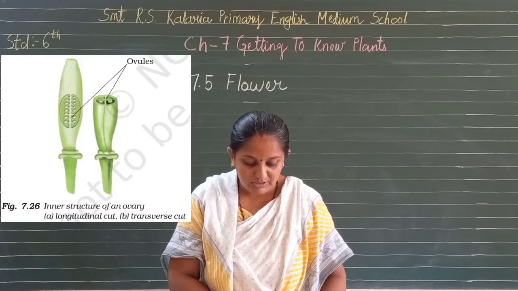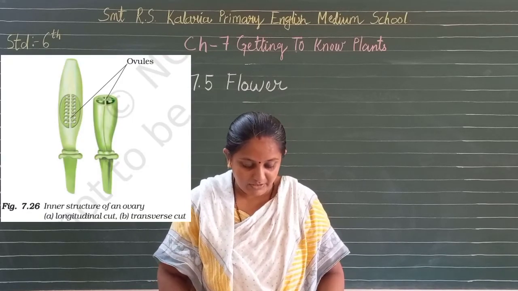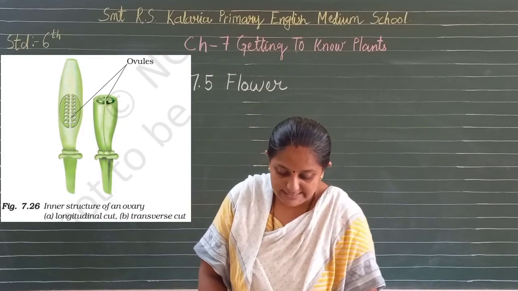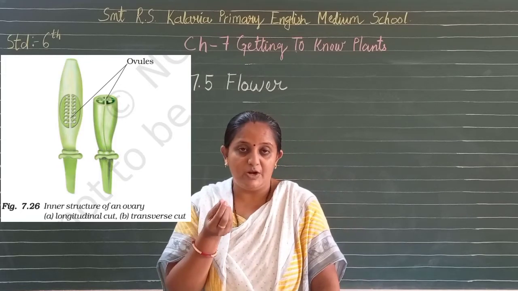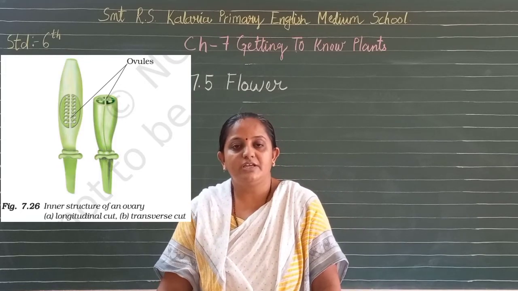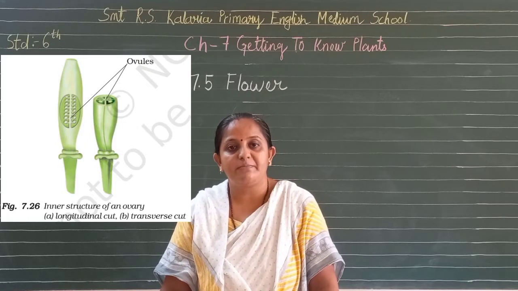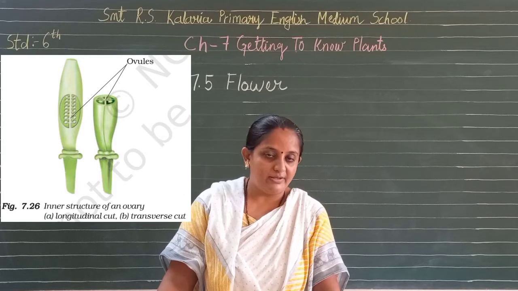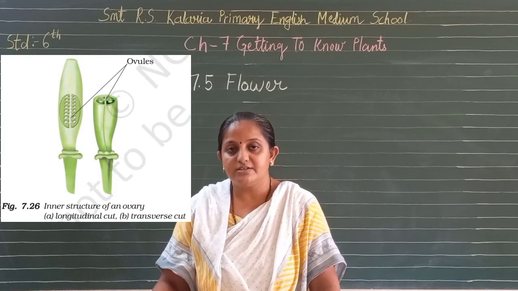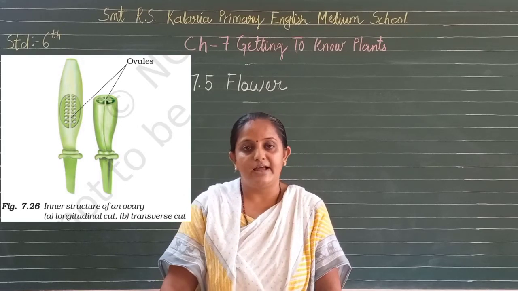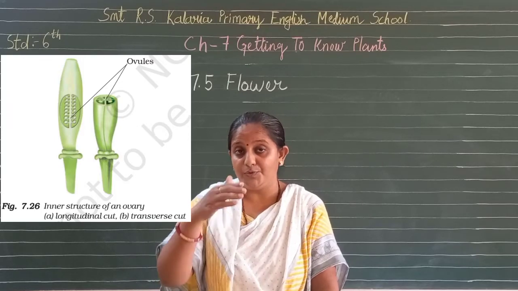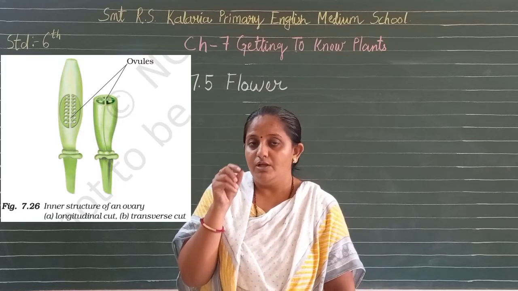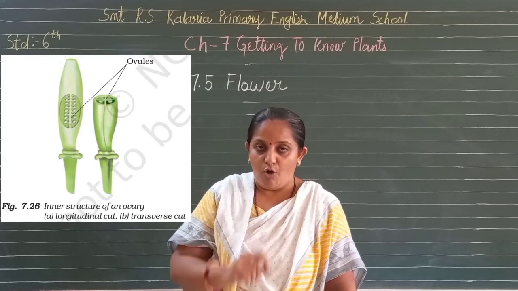So this is about the flower. Basically a flower has different parts: petals and sepals, which are around the buds, and the innermost parts, stamen and pistil. Stamen is the male part. Stamen consists of anther and filament, and pistil is the female part which consists of stigma, style, and ovary. Inside the ovary, when you put a cut and add one or two drops of water, you will see small bead-like structures, that is the ovule.